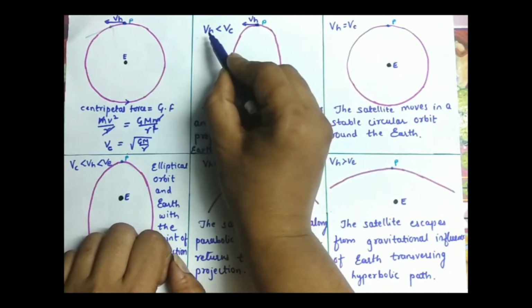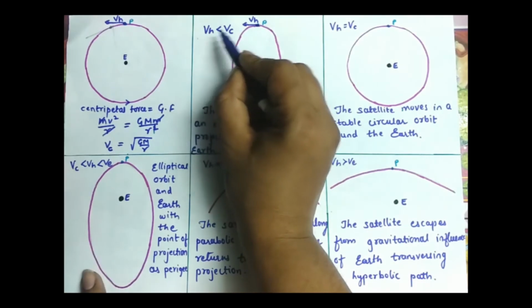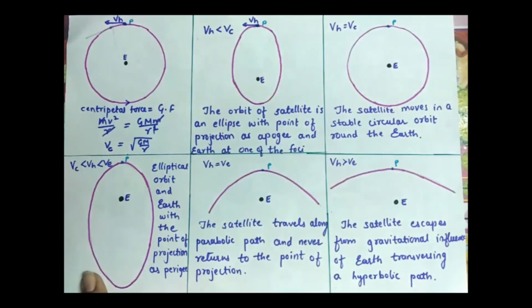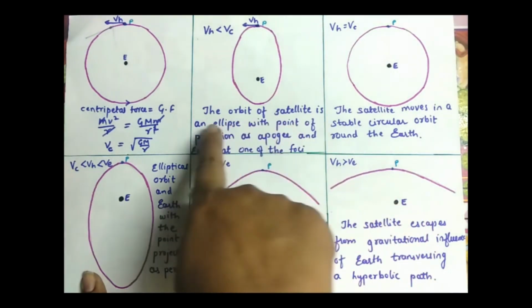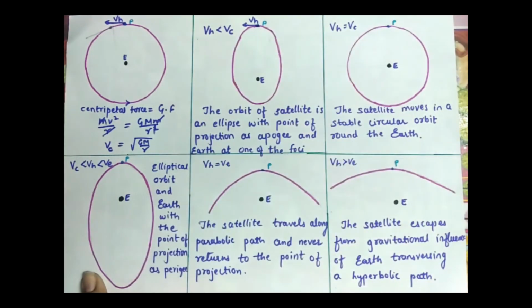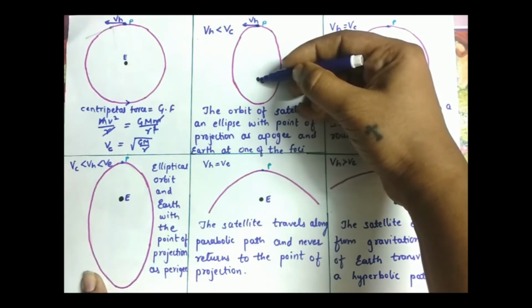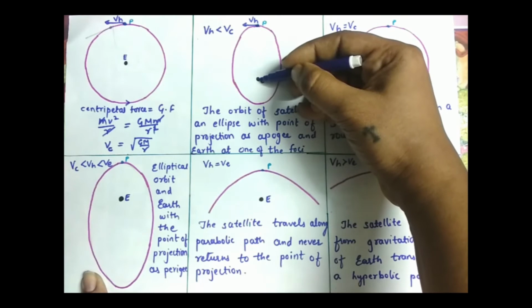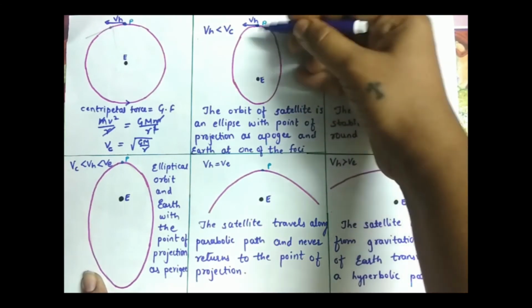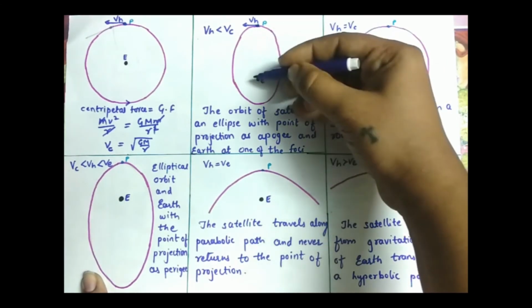But when the horizontal velocity given is less than the critical velocity, what will happen to the satellite? The orbit of the satellite is an ellipse, as you see in the figure, with the point of projection as apogee and the earth at one of the foci. As you see, an ellipse has two focus points, known as foci.